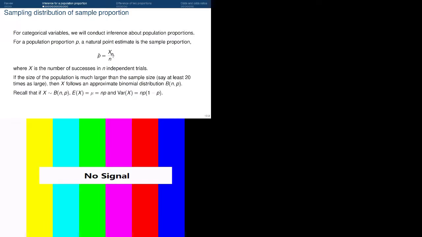Now, if we think about this variable X, it should meet the criteria for a binomial random variable. All right? So if we agree that X follows a binomial random variable with sample size n and proportion p, we hopefully remember that the expected value of X, so the expected number of females that we should see in a sample, say, is equal to the population mean, which is equal to n times p. And the variance of X is np times 1 minus p.